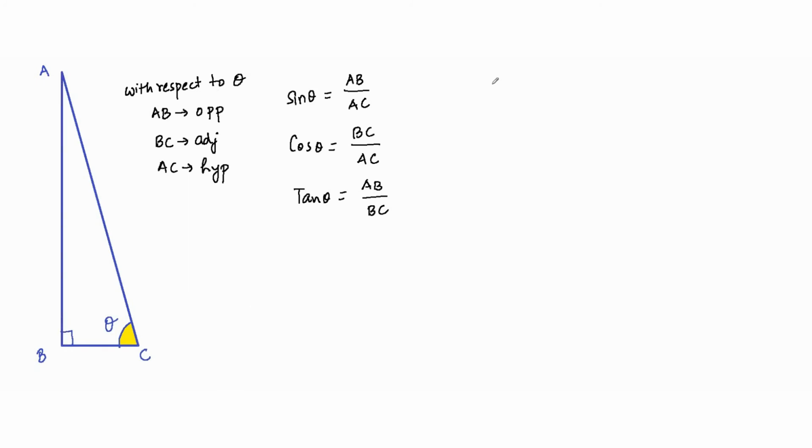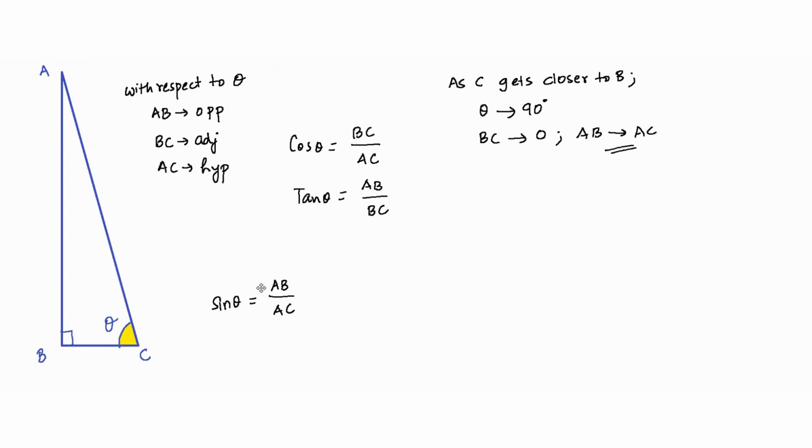So here what I'm saying is, as C gets closer to B, I can say that theta gets closer to 90 degrees, and as C gets closer to B, BC length gets closer to 0, and the lengths of AB and AC get equal to each other, right? So now let's substitute this in our three trigonometric ratios. I know that sine theta is AB by AC.